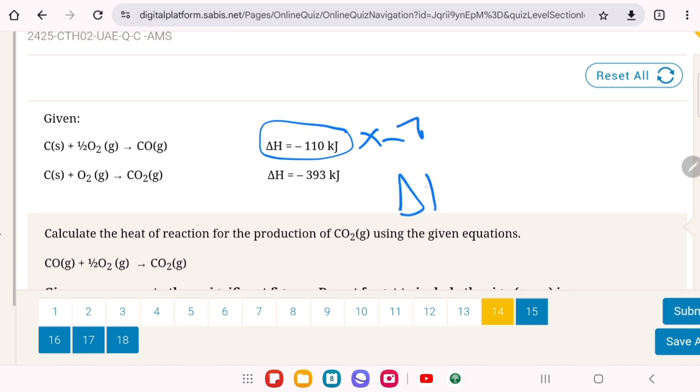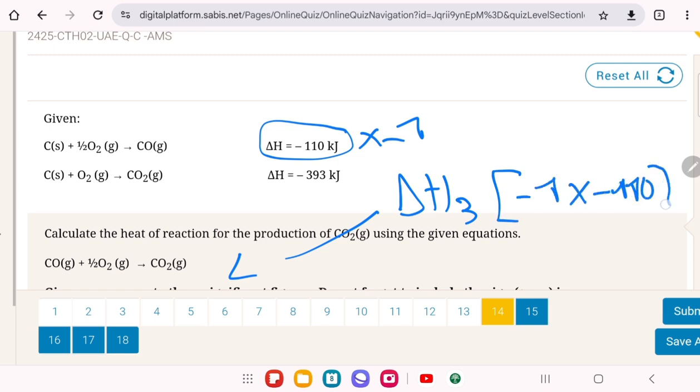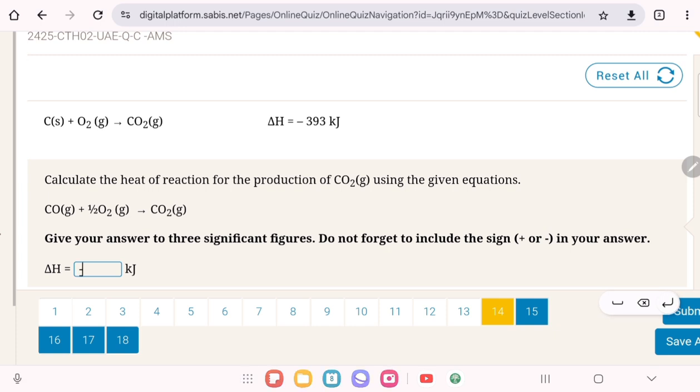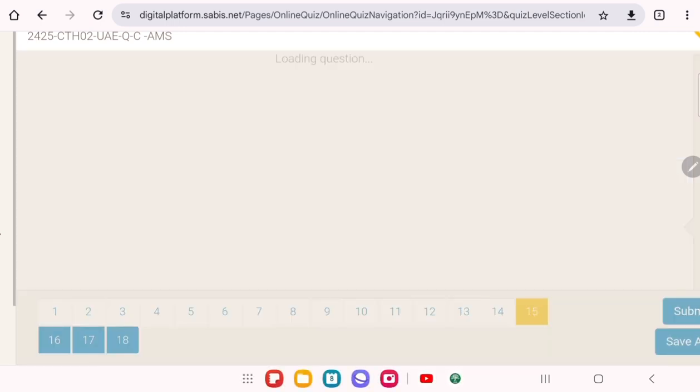So we did all of this only by multiplying this by negative 1. So to find the delta H3 of this one, it is minus 1 times minus 110 plus minus 393. So it will be minus 1 times minus 110 plus minus 393. It is going to be negative 283. So our answer is minus 283.